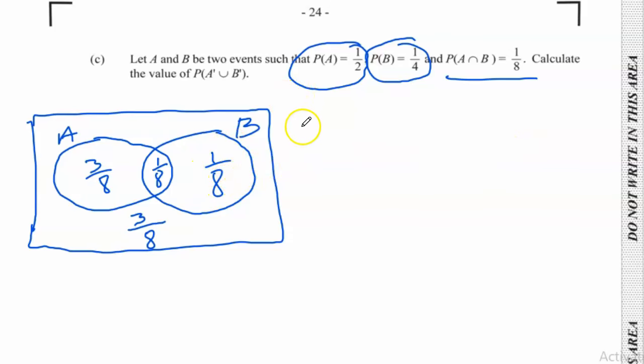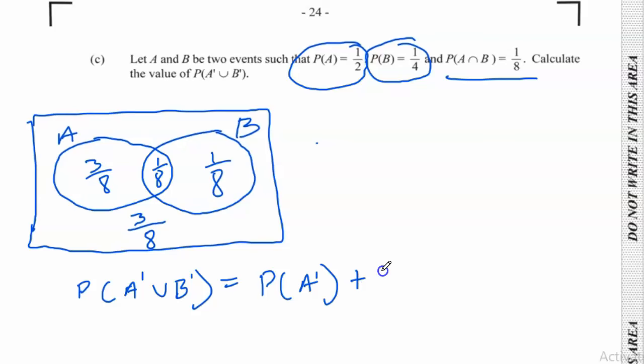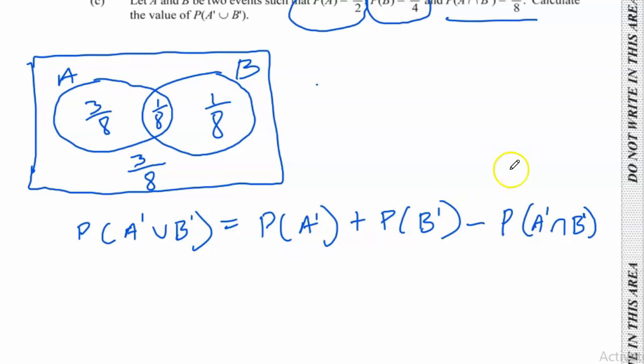So what are we asked to find out? The probability of A complement union B complement. So we have a formula there. The probability of A complement union B complement is the probability of A complement plus the probability of B complement minus the probability of A complement intersect B complement. All right, let's do this now.